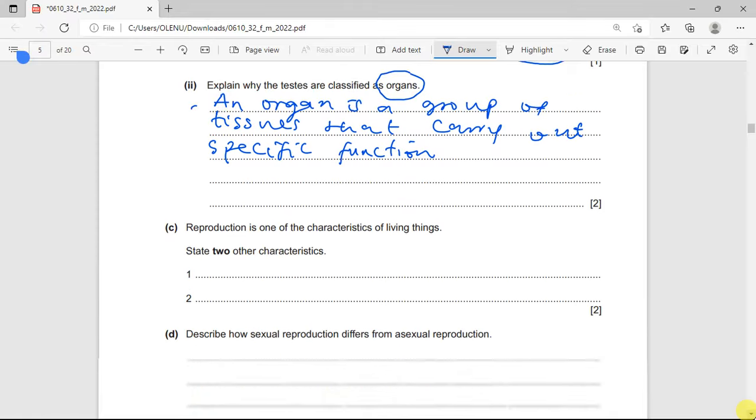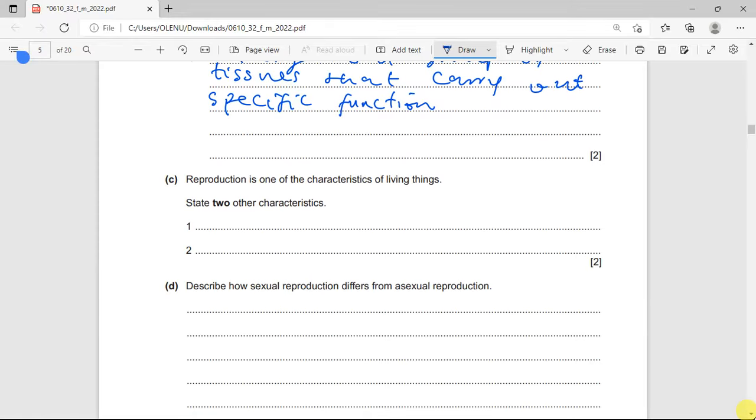That's all. Now, reproduction is one of the characteristics of living things. Now, state 2 other characteristics. If you remember your MRS GREN, where M is for movement, so I can decide to write movement here, because outside reproduction you can write any other. R here can be respiration.